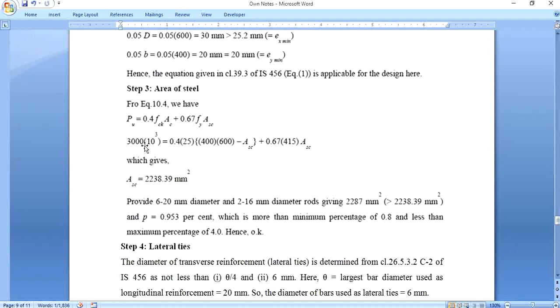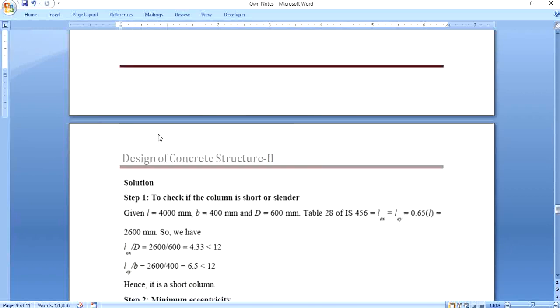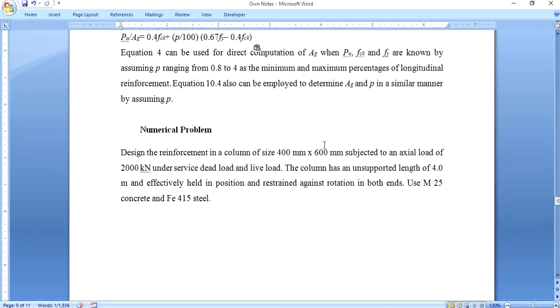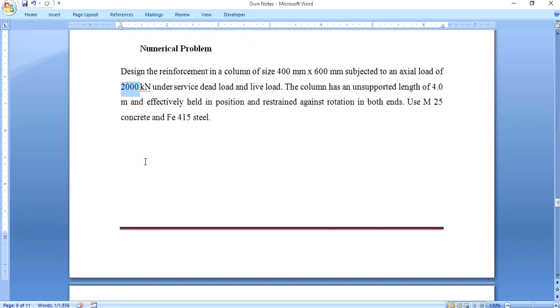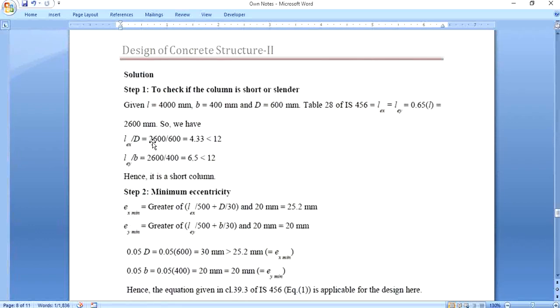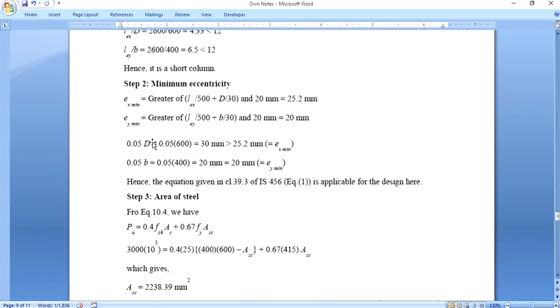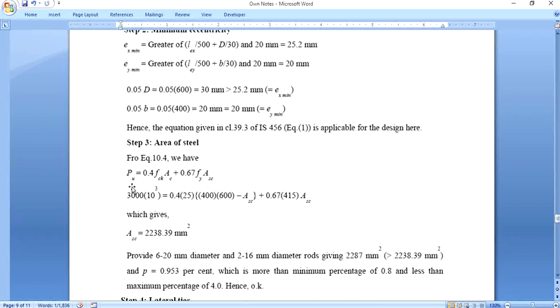So 300 into 10 to the power 3 is the value which is given over here. You can see an axial load of 2000 kilonewton under service condition is given. This is the service load, so we have to factor it by multiplying it with 1.5. That is going to give us the factored load. So 2000 into 1.5 is going to give us 3000. So 3000 is the ultimate load.